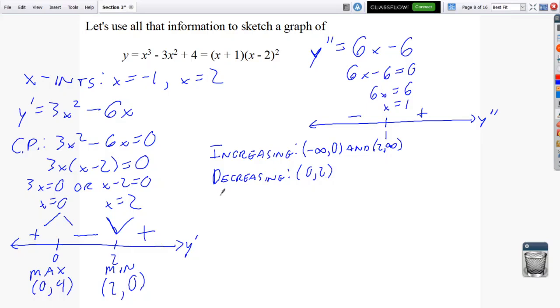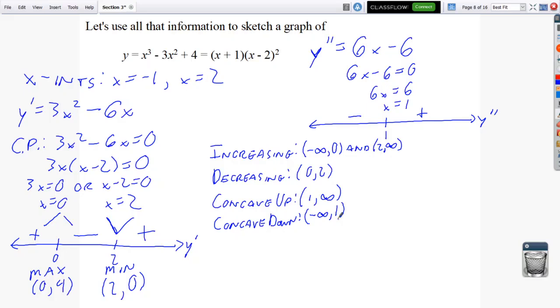Further, I just figured out how I can determine where the function is concave up. So the function is going to be concave up where the second derivative is positive. Second derivative positive, that's from 1 up to infinity. And concave down, wherever the second derivative is negative. That's over here. So from negative infinity up until 1. All right, cool.